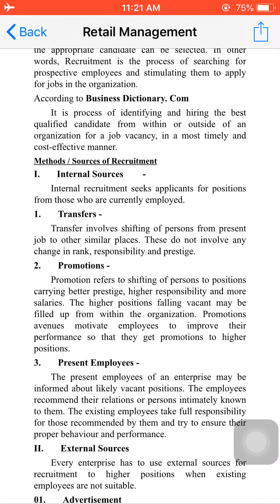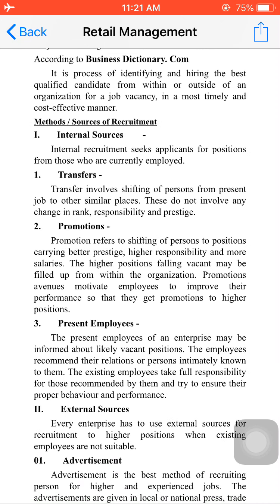Transfer involves shifting of persons from present job to other similar places. This does not involve the change in rank, responsibility and prestige. As I said you all, there will be no change in the ranks. Transfer is nothing but, say for an example, if he is a circle inspector, he will be transferred to some other places from KGF to Kola as a circle inspector itself. This is what you call it as transfer.